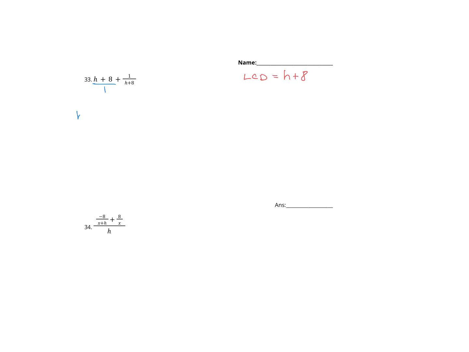So we have the original h plus 8 already there, sitting over top of 1. We're going to multiply by h plus 8 in both spots. In the second one, it's 1 over h plus 8 already. So it's got that denominator we needed. Next thing to do is FOIL out the top. So that's h squared. 8h plus 8h makes 16h. Plus 8 times 8, which is 64, over top of h plus 8.